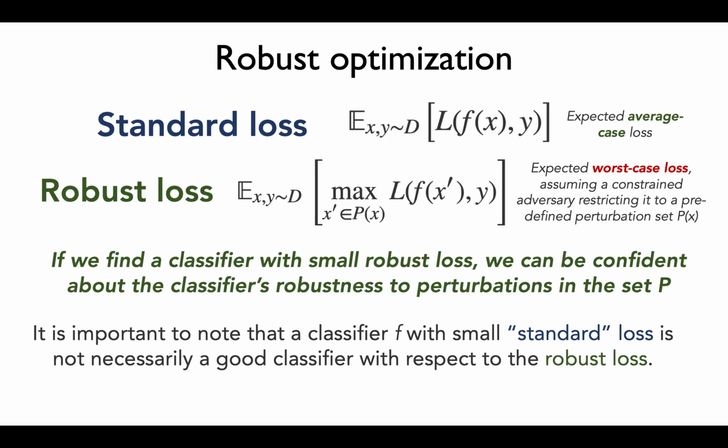But then, like I alluded to earlier, it is possible that these two things may be in conflict. It may be that a machine learning model that gives you lesser robust loss may be, on average, slightly worse off than something that is optimized for the standard loss. And this is, in other words, the price that you pay for security.